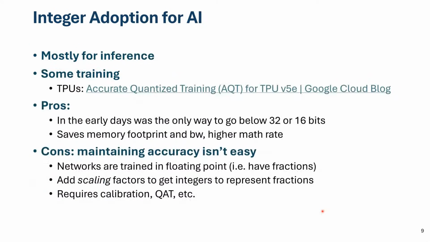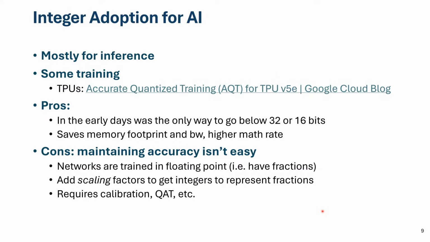Okay, so moving on, really briefly on integer adoption for AI. They've been adopted mostly for inference. There's some use of integers for training. There's a blog post by TPU folks from a couple of years ago where they used AQT to train with integer representations. Other than that, I think training is mostly floating point, and inference started using integers fairly early on. If I think about 10 plus years ago, there was integer use for inference.